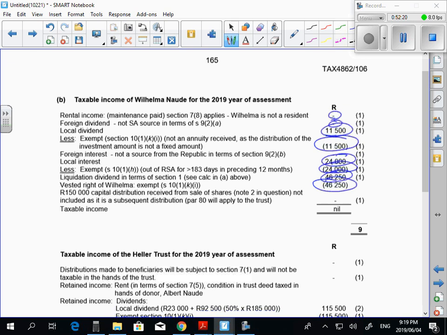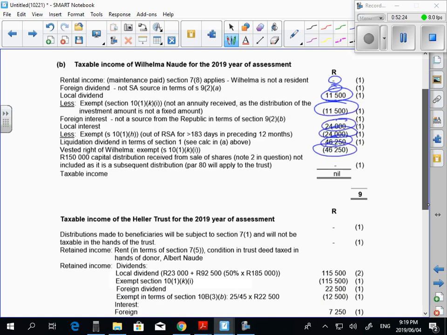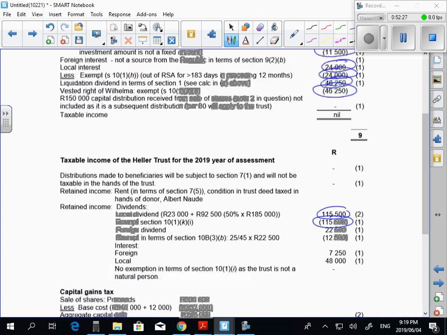Actually, there's more than 8. If you have a look down here for Hella Trust, there's 115 in, 115 out, 22.5 in, and then there's an exemption there as well. So what people did was they said, dividend exempt, dash. Do you understand you get 0 out of 2 for doing that? Do you understand if you go interest, exempt, dash?